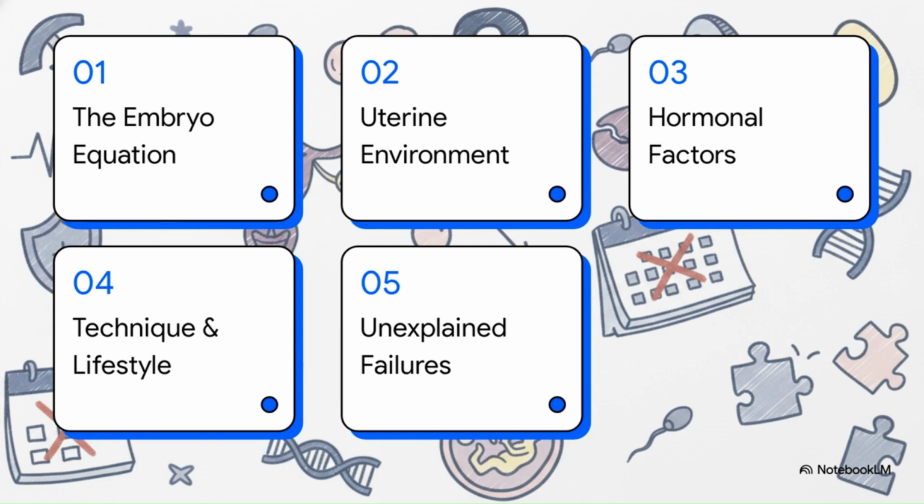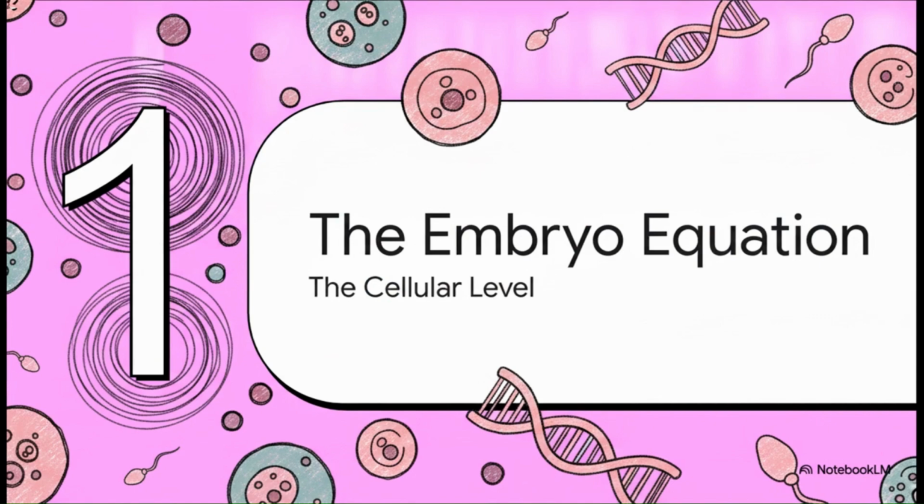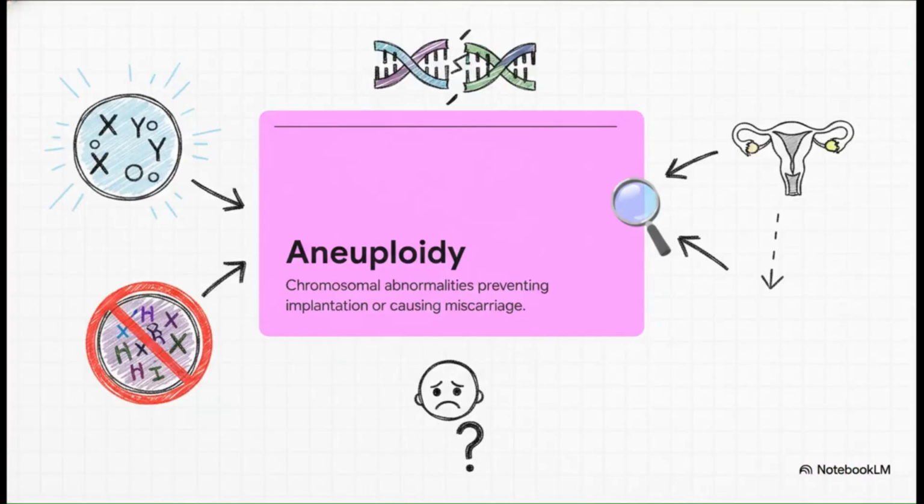All right, Section 1, the embryo equation, starting at the cellular level. We have to start our timeline at the very beginning with the single most common culprit of a failed cycle: the embryo itself. And specifically, a crucial term you need to know: aneuploidy. This refers to chromosomal abnormalities within an embryo.